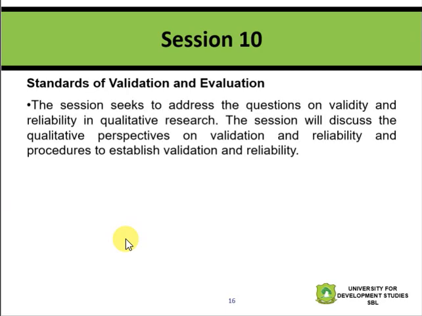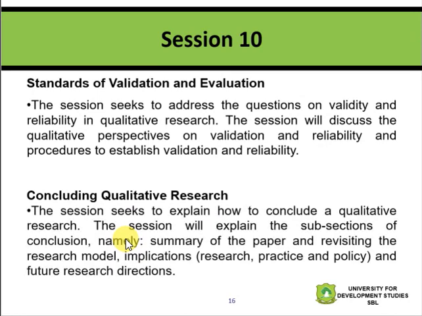We also try to look at the last part of qualitative research, which is concluding our qualitative research. And in that particular session, if there is time, we'll try to explain to you how to conclude a qualitative research work. And in this particular session, we'll try to explain the subsections of the conclusion. The subsections of the conclusion may be the summary of the paper or the dissertation. And then we'll revisit whatever conceptual framework we may have had. And then we'll also state the implications for the qualitative research in terms of research, practice, and then policy. And then the future research directions that we may be leaving for other researchers to look at.